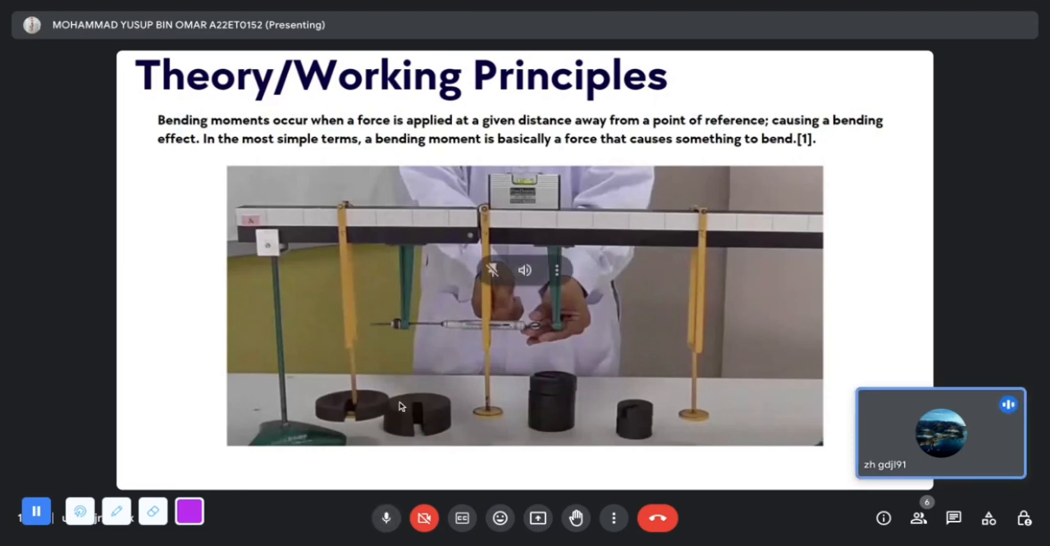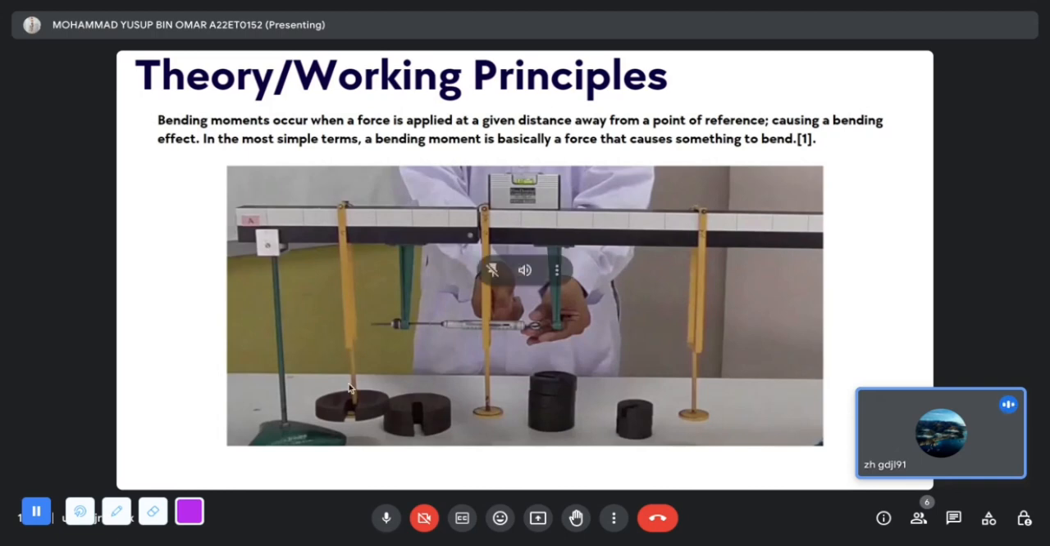Okay, so moving to the theory and working principle, bending moment occurs when a force is applied at a given distance away from a point of reference, causing a bending effect. In the simplest terms, a bending moment is basically a force that causes something to bend.